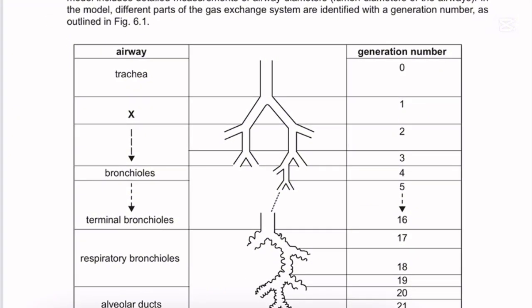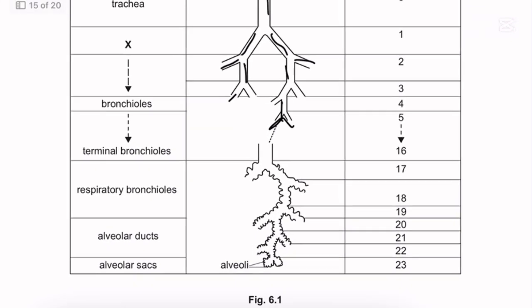So first we have the trachea, then we have the main bronchi, left and right, then we have the bronchioles. Actually, we have secondary bronchi. So here we have more bronchi, and then here we have bronchioles. Once you reach bronchioles, you have different kinds. You have terminal bronchioles right here, and then you have respiratory bronchioles, which have a similar function to alveolar ducts, which connect you to the alveolar sacs or the alveoli.